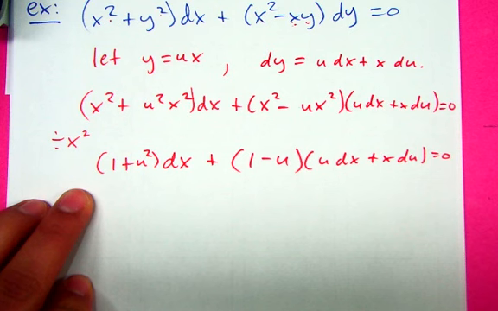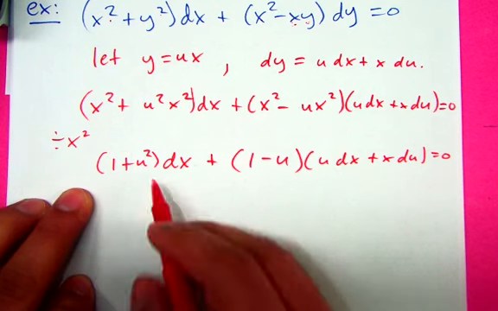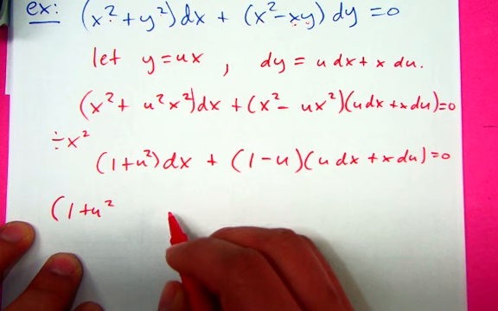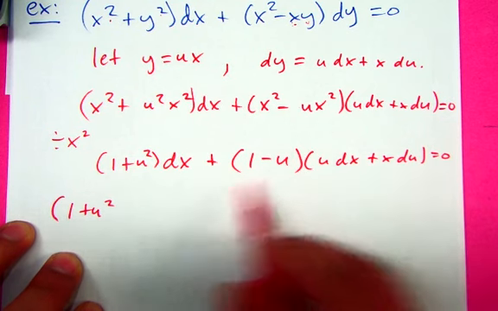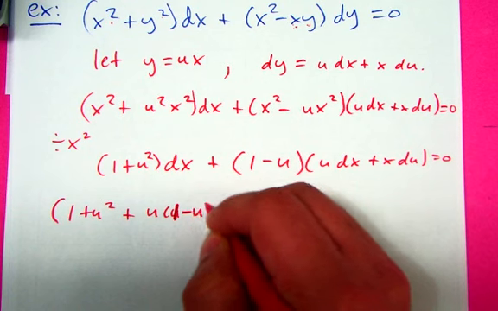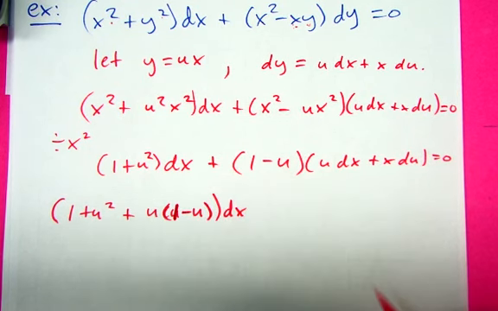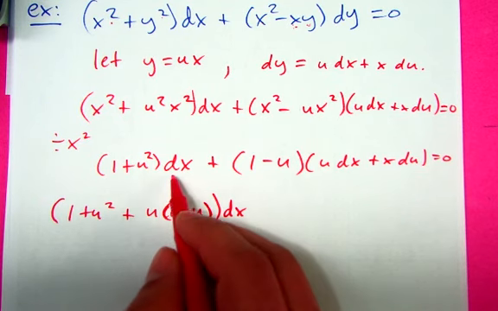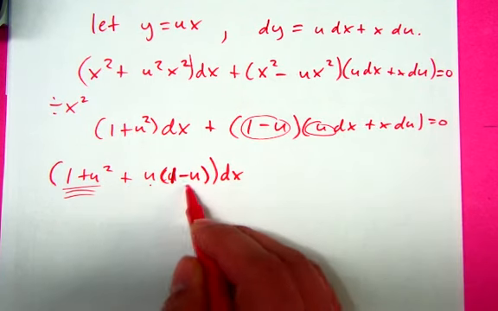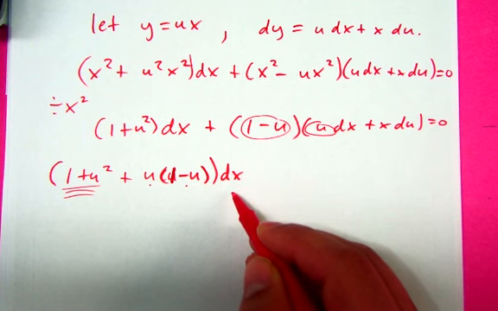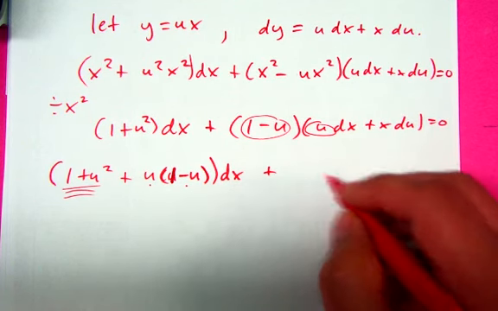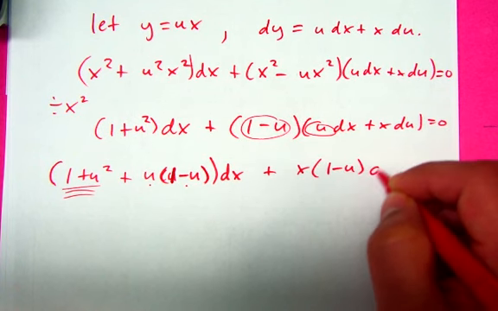So now let's group some stuff together here. With the dx's, we're going to have 1 plus u squared, and then we're also going to have plus u times 1 minus u. Do you guys see where I'm getting that from? This dx has a 1 plus u squared coefficient, and then this times this is u times 1 minus u. That's the other dx term, so I've just taken out the dx. So what's left now? x times 1 minus u du.